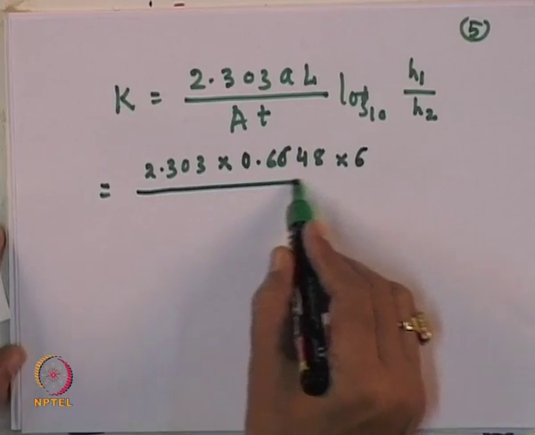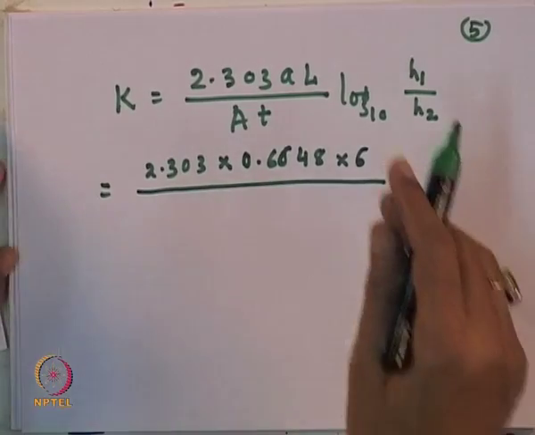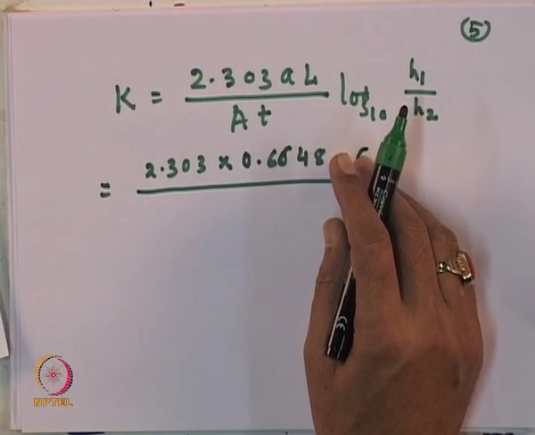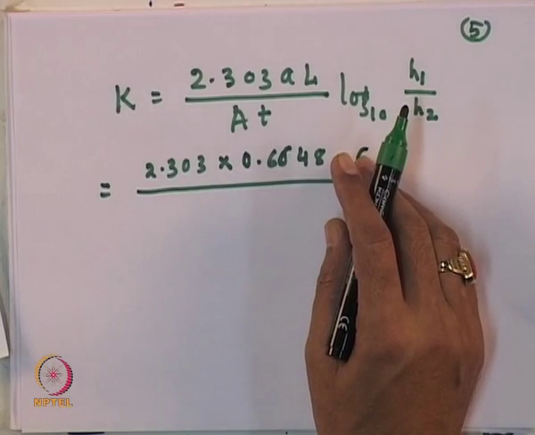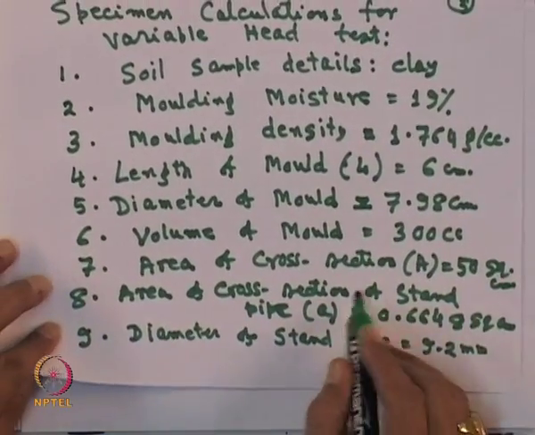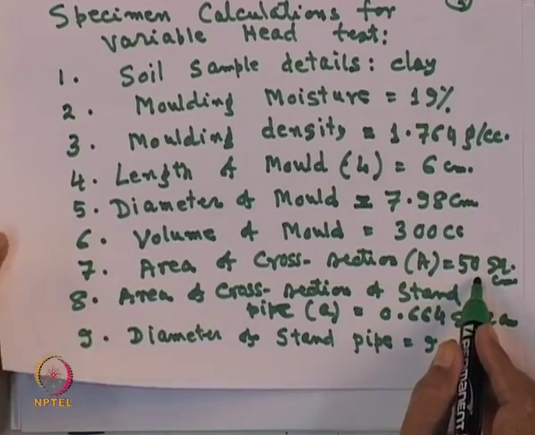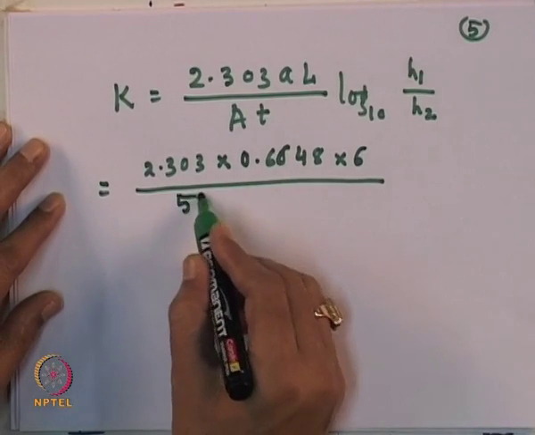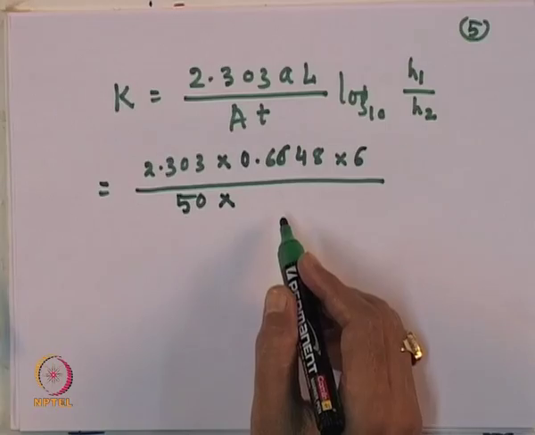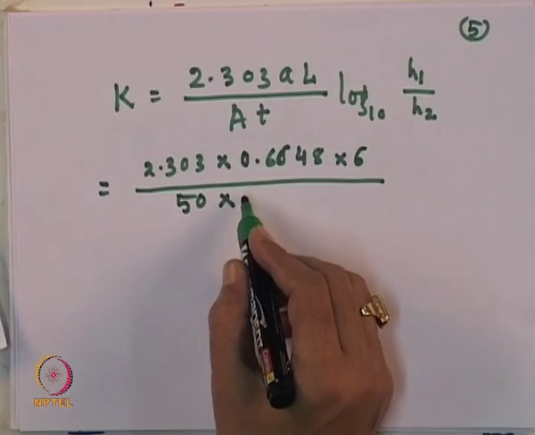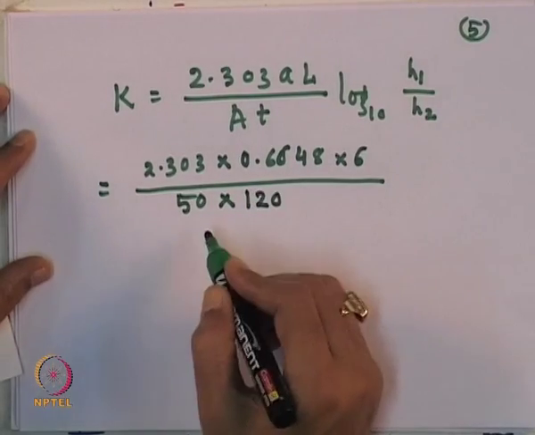This divided by A, that means the cross sectional area of the sample, which is also given. The cross section area of the sample A is 50 square centimeter. And the time required is 120 seconds.